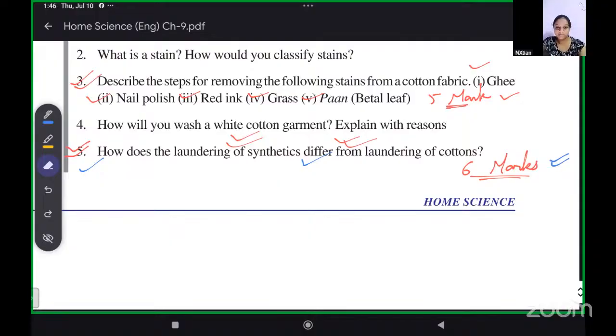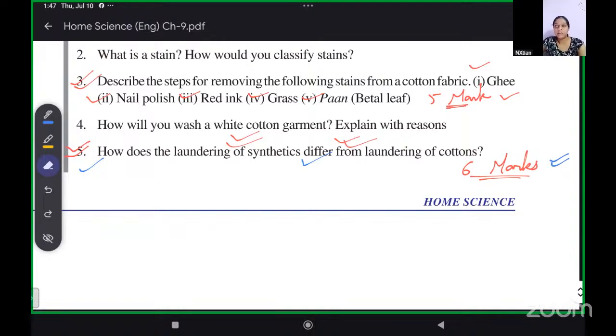You are done too? Yeah, I've sent it. Okay. Also, 1, 2, 3, 4, 5 points are there. It's a 6 mark question, so try to put 6 points in a 6 marker question.